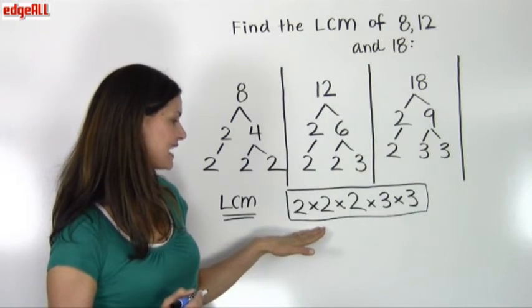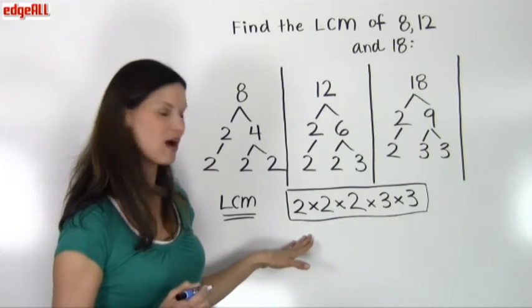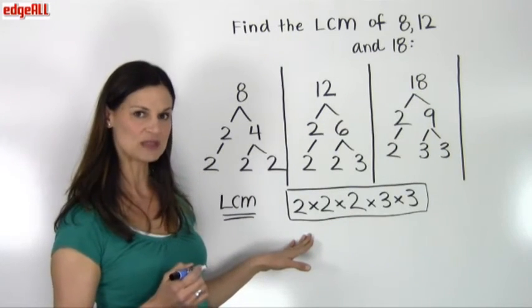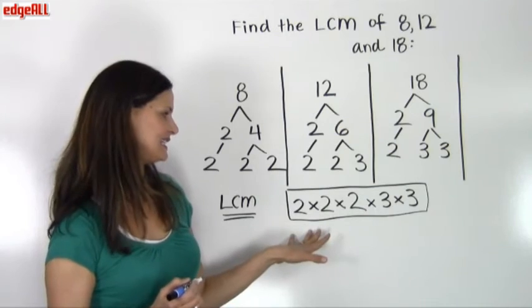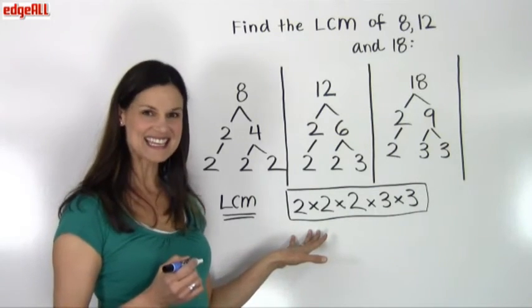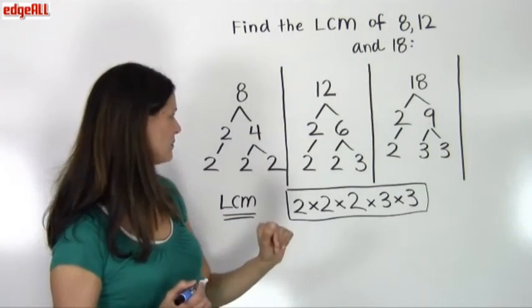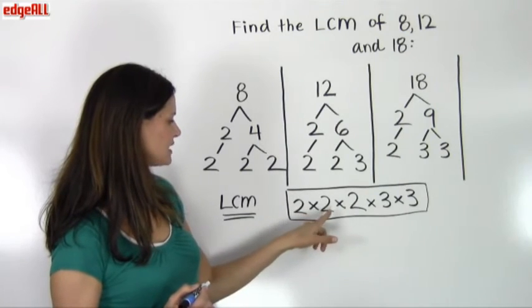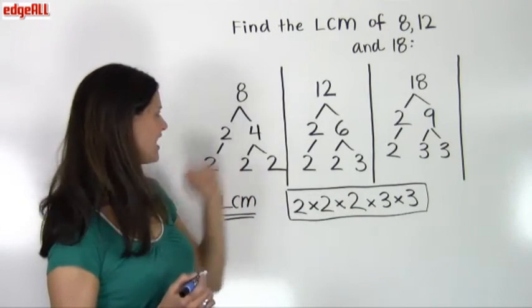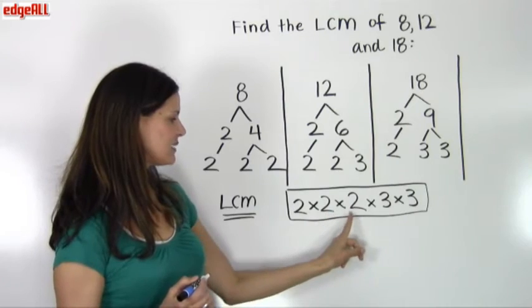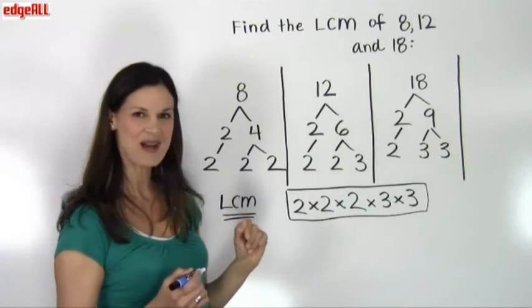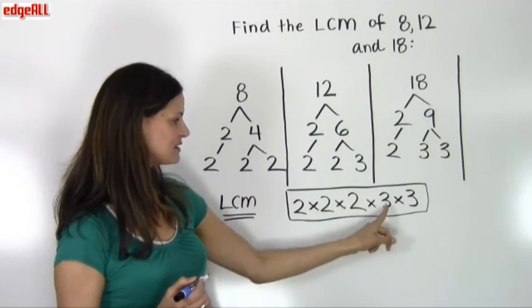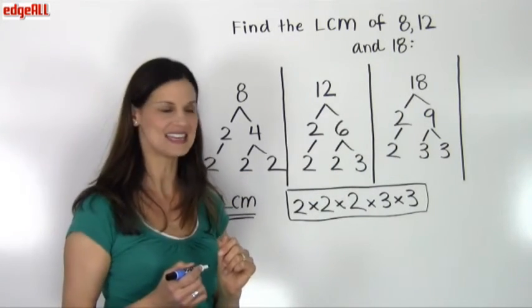And so that is what I need to multiply together now to find my least common multiple. And I can see in this set that it does contain each one of my numbers. If you look at the 2 times 2 times 2 here, we've got our 8. If you look at the 2 times 2 times 3, we have 12. And you look at the 2 times 3 times 3, we have 18.